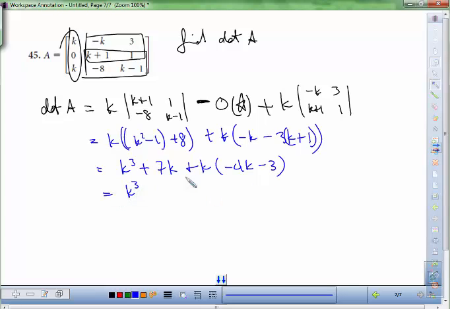So k cubed minus 4k squared plus 7k minus 3. Oh, that doesn't look like it's going to... I was hoping it'll... Oh, minus 3. Oh, 3k. So that... It'll be what? 4k? Okay.